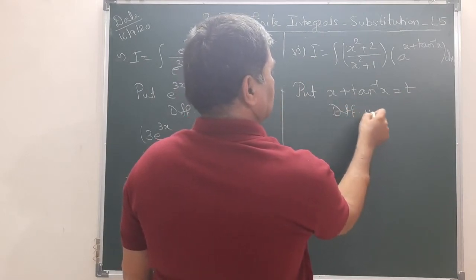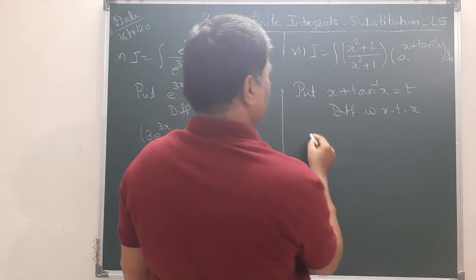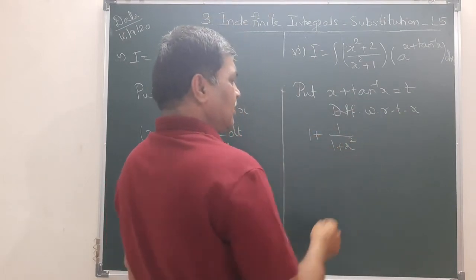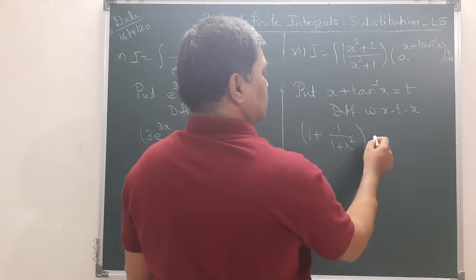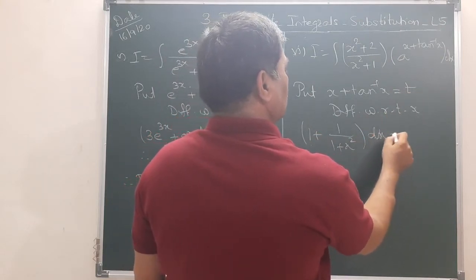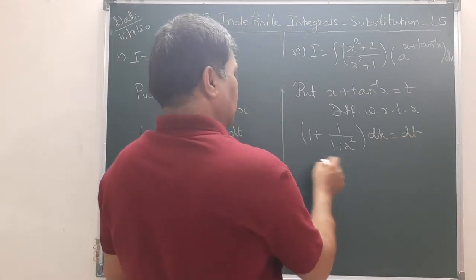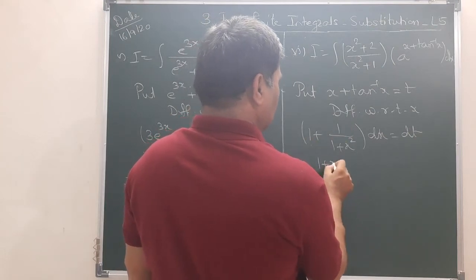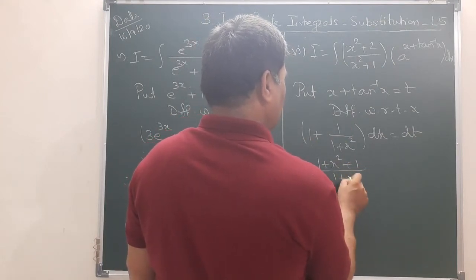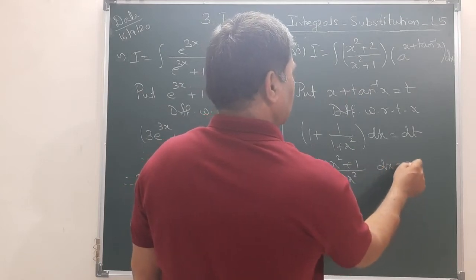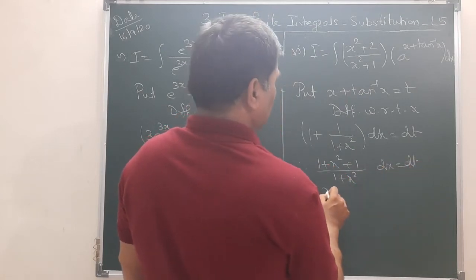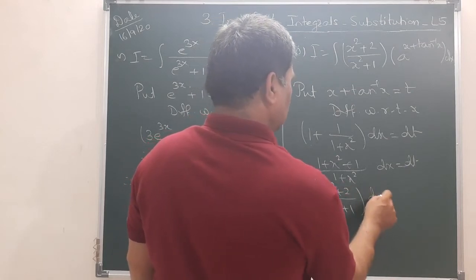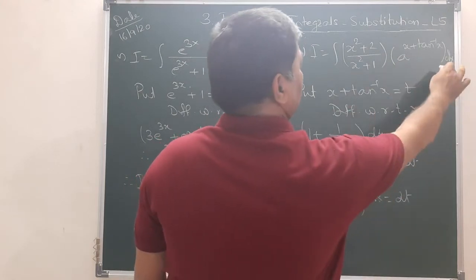Differentiating with respect to x, what will we get? 1 plus the derivative of tan inverse x, which is 1 plus 1 upon 1 plus x square, dx. Actually dt by dx, so that dx is equal to dt. And then simplifying this, we will get 1 plus x square plus 1 upon 1 plus x square dx is equal to dt. Therefore, x square plus 2 upon x square plus 1 dx is dt.